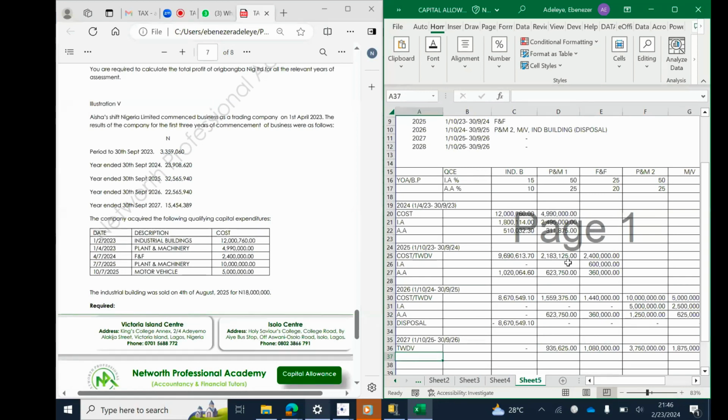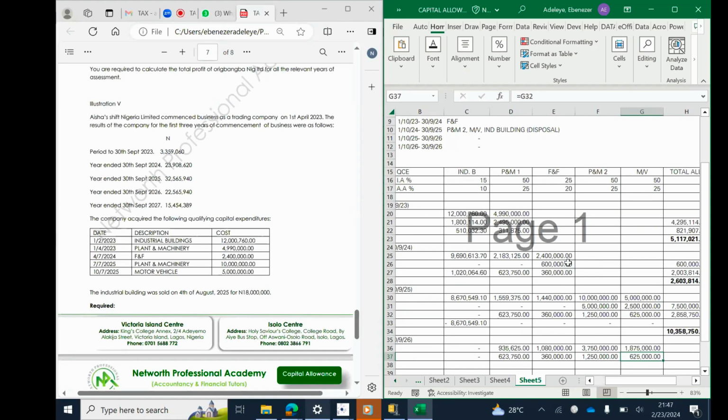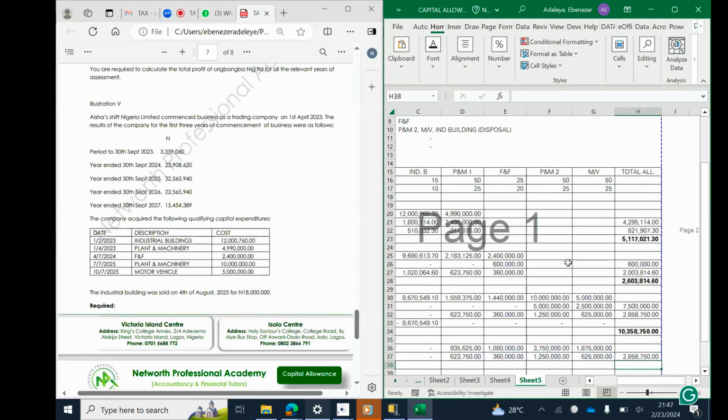Then our initial allowance, our annual allowance for this one. There's no longer initial allowance because there's no longer cost. This one will be zero. Has been taken out. This one will still be this. This one will also still be this. This one will be this. And this one will also still be this. Since we did not prorate, they were for the full years, then we can compute the total for this.